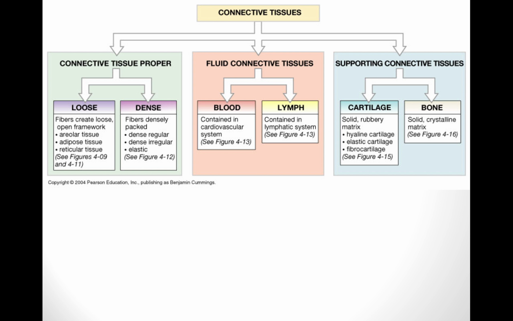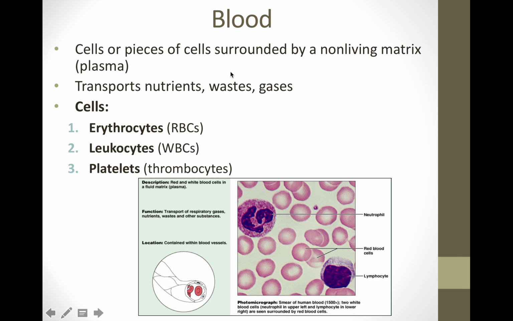The second category of connective tissue we have is fluid connective tissue, which is broken down into blood and lymph. I will not discuss lymph at this time. We'll discuss it during the lymphatic system, but we do spend some time discussing blood. So let's go ahead and talk about blood. Blood is a fluid connective tissue.